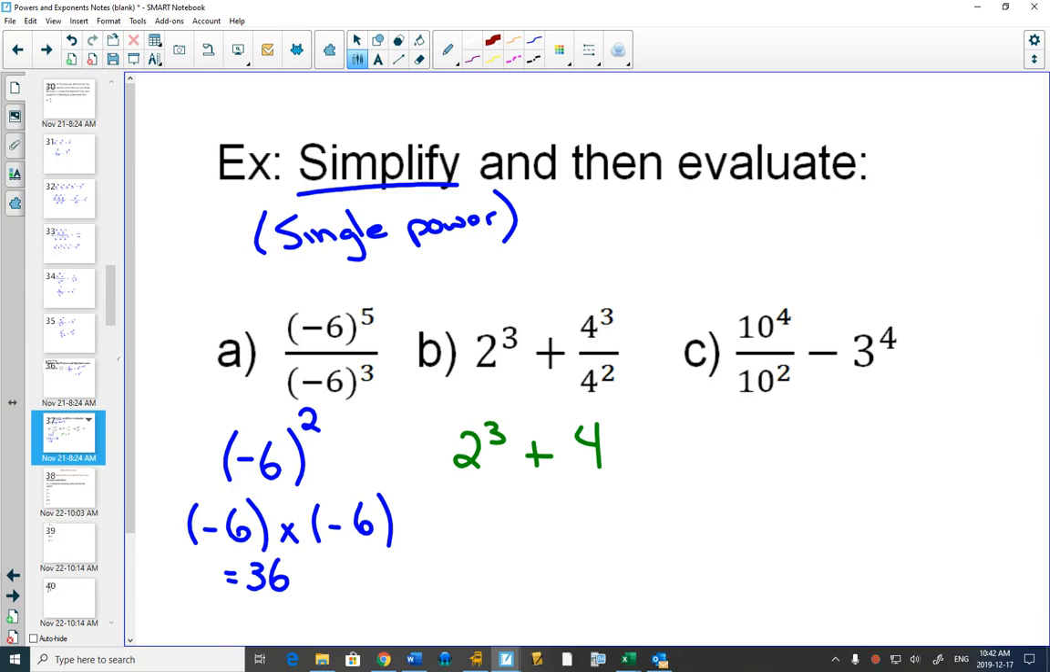And now, mental math. What is 2 cubed? What is 2 times 2 times 2? Careful, try it again. 2 times 2 is? Times 2 again? 4 times 2 is 8. Okay. All right. It's 8. And then you'd have 8 plus 4.